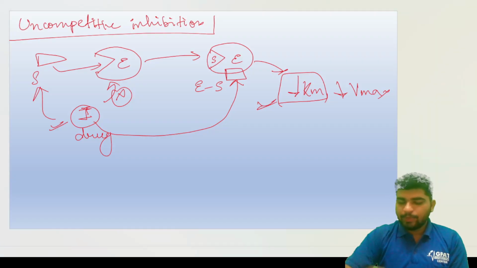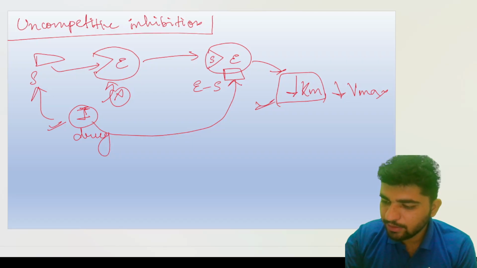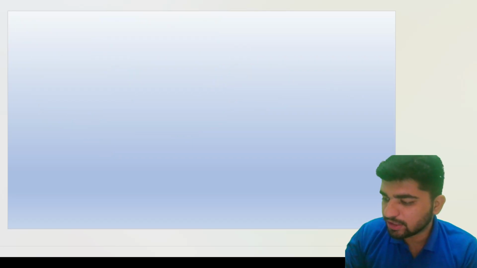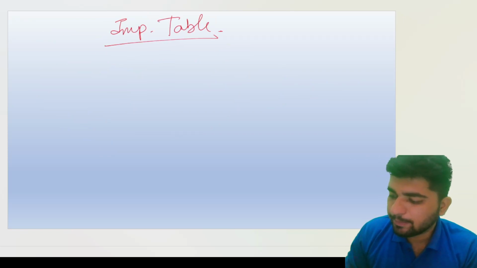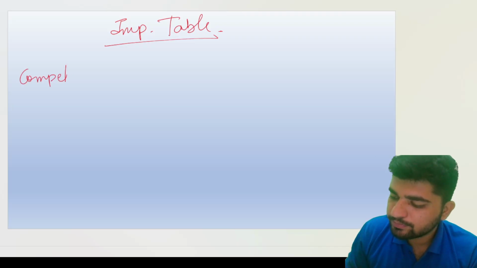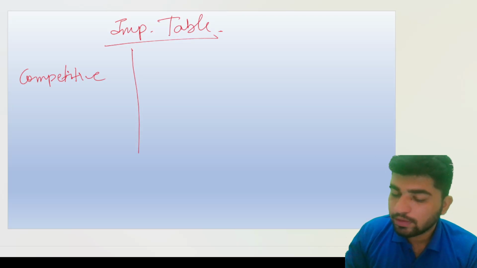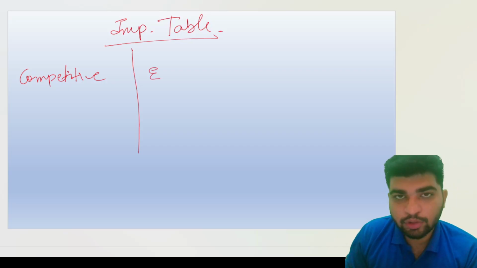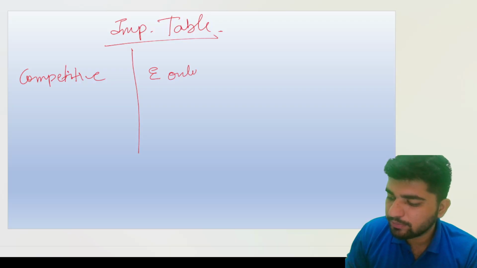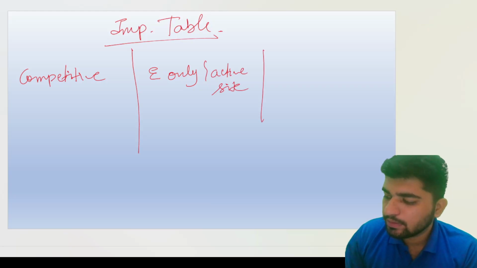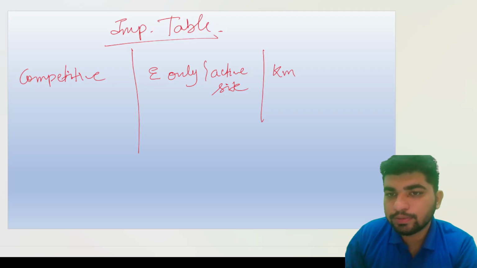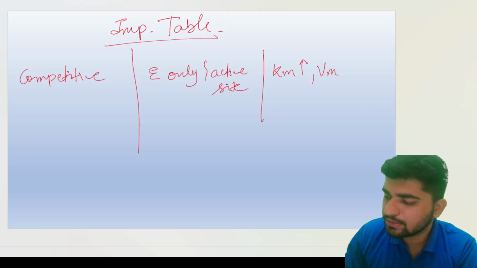All right. So let's make a table of it also. Final table, an important table. See, in competitive inhibition, the inhibitory drug will bind onto the enzyme only, that is, the active site. And what was happening at that time? The Km would be increased and Vmax remains the same, isn't it?